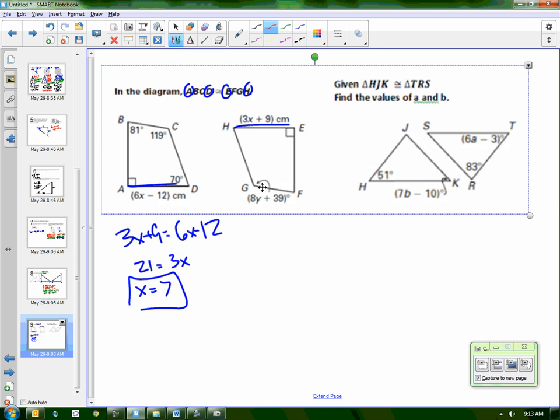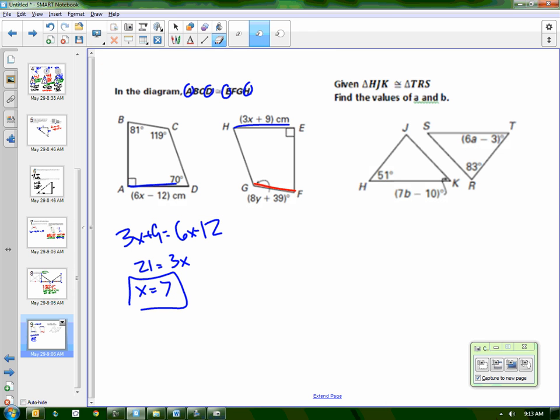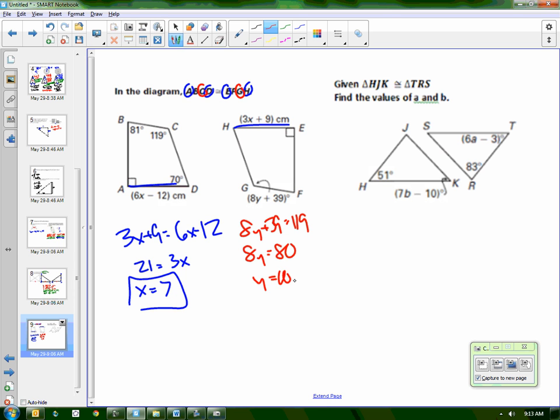I need to do the same thing with, oh, that's an angle. Angle G corresponds with angle C. Do I know angle C? Yep. I could say that 8y plus 39 equals 119. So that means that 8y is 80, which means y is 10. That's not degrees, it's just 10. Y equals 10. We're good?